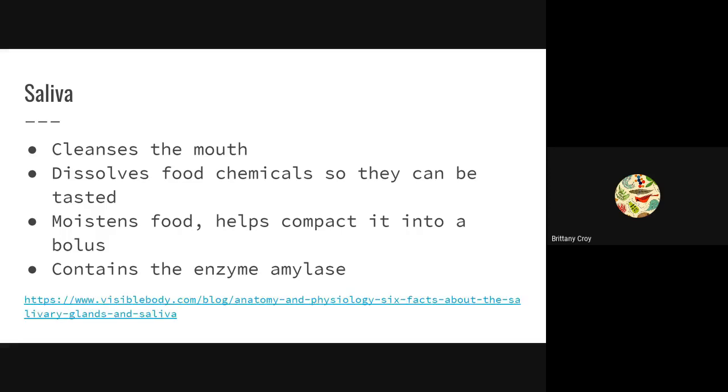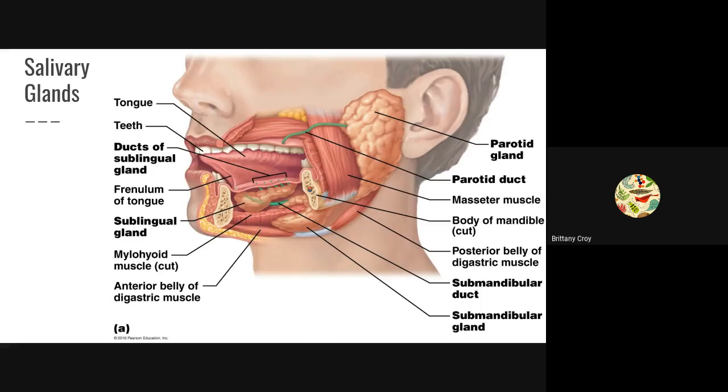And there's another link to Visible Body if you want to learn more about the salivary glands and saliva. We're going to talk about 3 main salivary glands. So let's orient ourselves. Here's our tongue. And then the glands, they look like glandular tissue, kind of like corn on the cob or something like that.